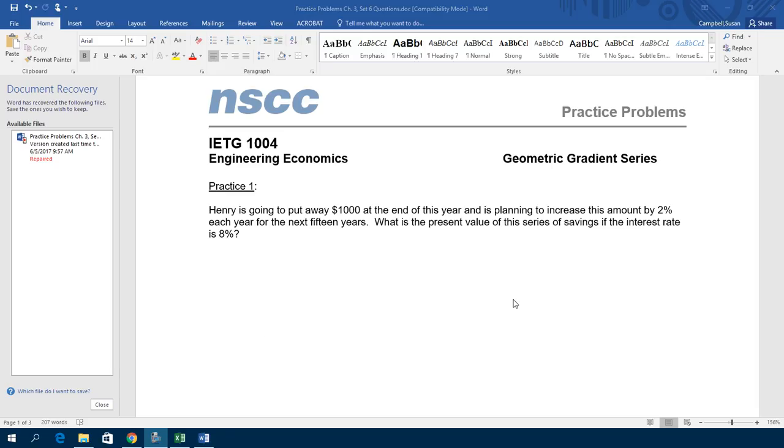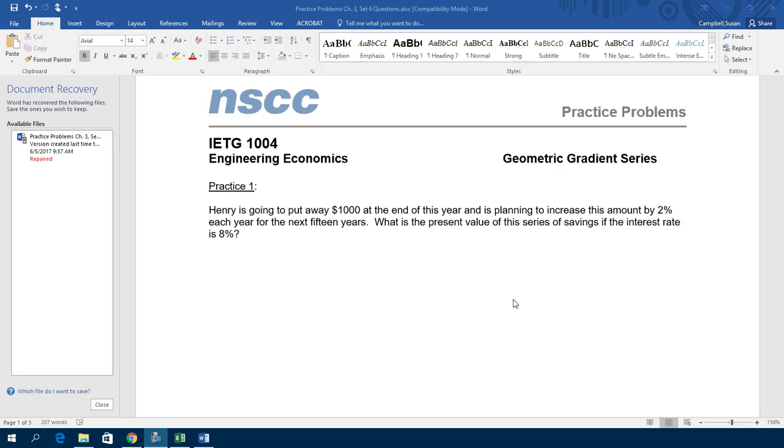Now let's practice some geometric gradient series problems. As a reminder, a geometric gradient is a series of cash flows increasing or decreasing by a fixed percentage or rate at regular intervals. So let's write out this problem. Henry's going to put away $1,000 at the end of this year and is planning to increase this amount by 2% each year for the next 15 years.